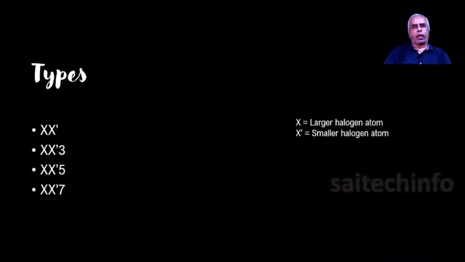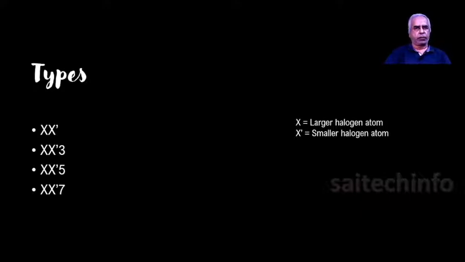Types of interhalogen compounds: XX' type, XX'3 type, XX'5, XX'7. Here, X represents the larger halogen atom and X' represents the smaller halogen atom. For instance, BrCl, ClF3, IF5, IF7 and so on. So in IF7, iodine is the bigger halogen atom and F is the smaller halogen atom.